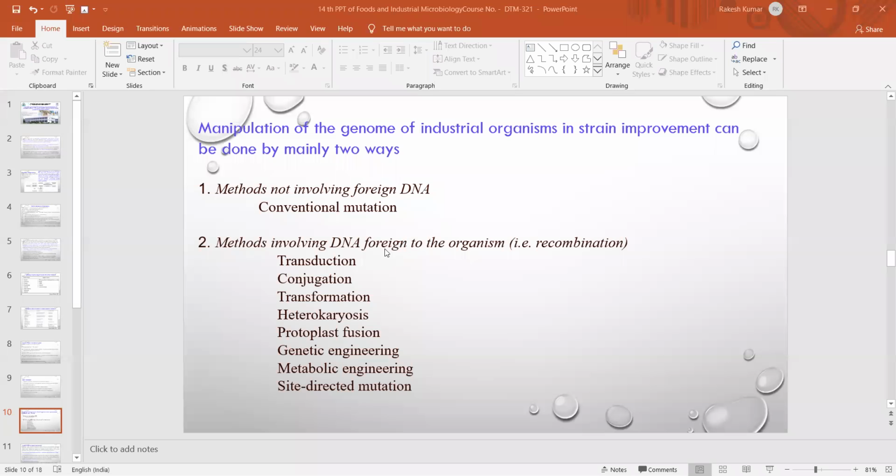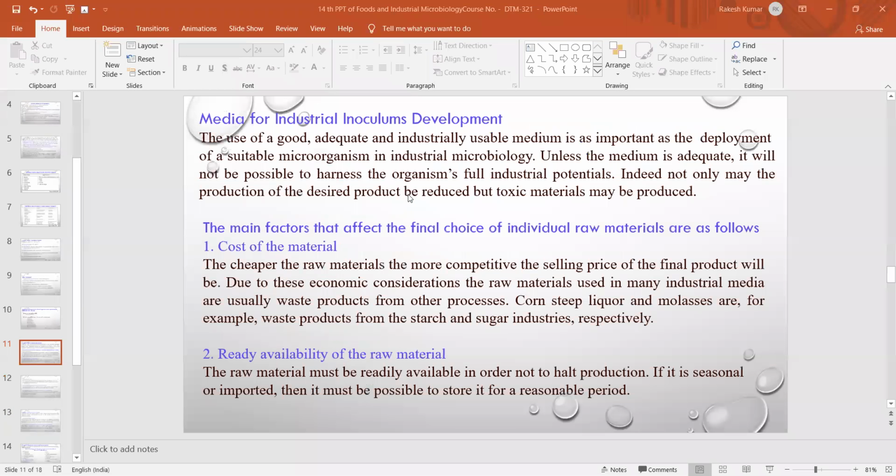So recombination nowadays is very popular for improving a particular type of microorganism. This can be performed by choosing the transduction method, conjugation method, transformation method, heterokaryosis method, protoplast fusion. Then genetic engineering is one of the well-known methods, metabolic engineering, site-directed mutation. But just by utilizing these methods, you can improve the character of starter bacteria or the industrial organism which you are selecting for a particular type of bioprocessing method.